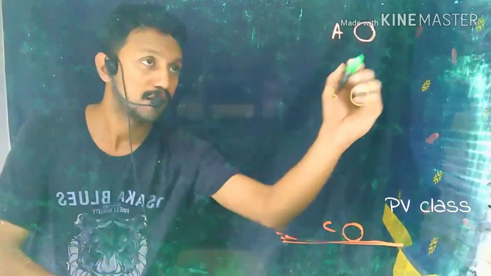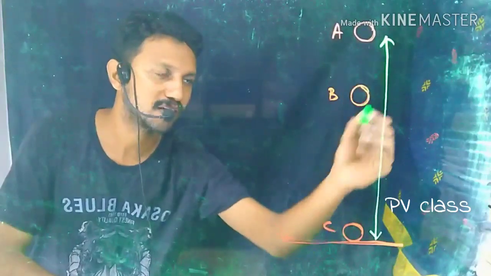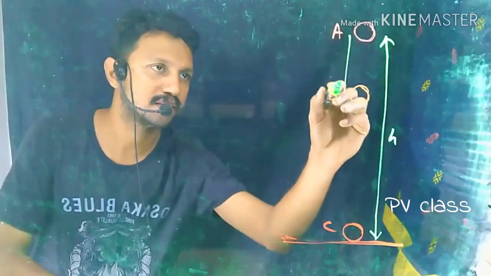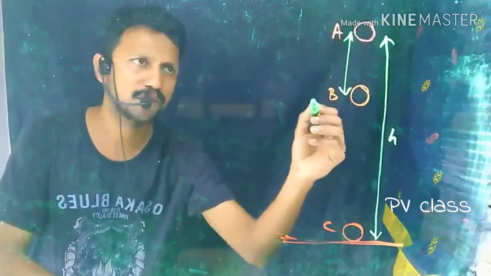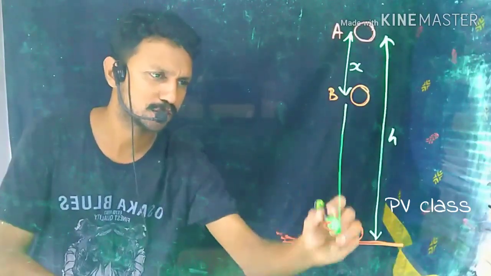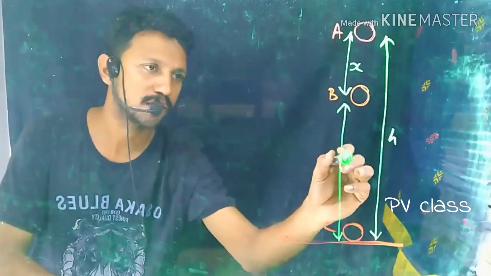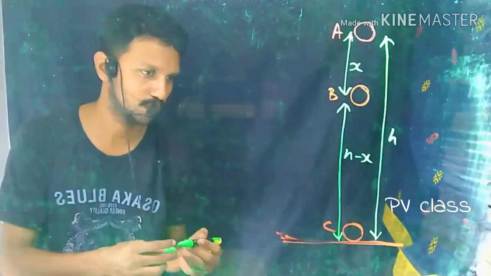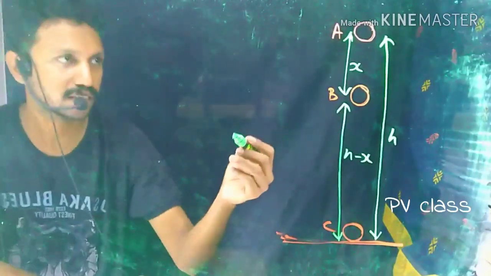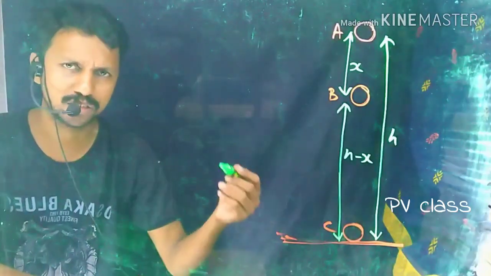Then let me say this height, let it be h, and let the distance from A to B be x. Then what should be this distance? Yes, it should be h minus x.